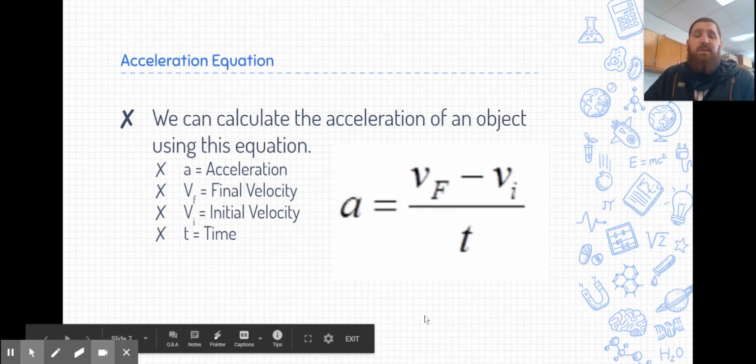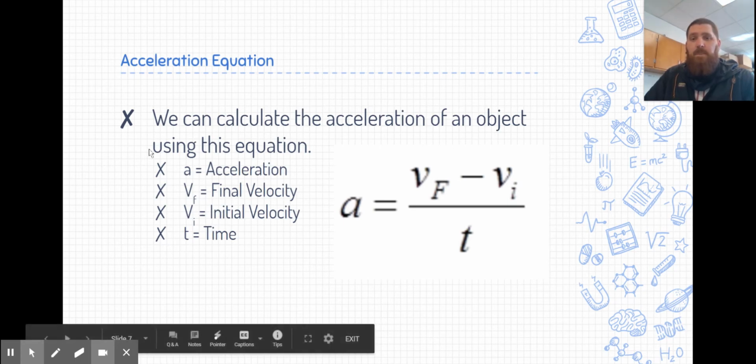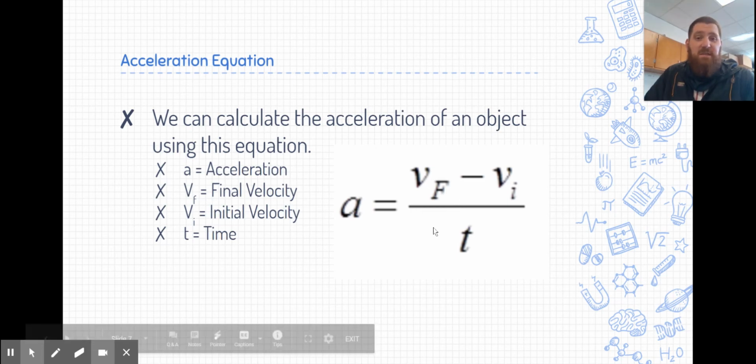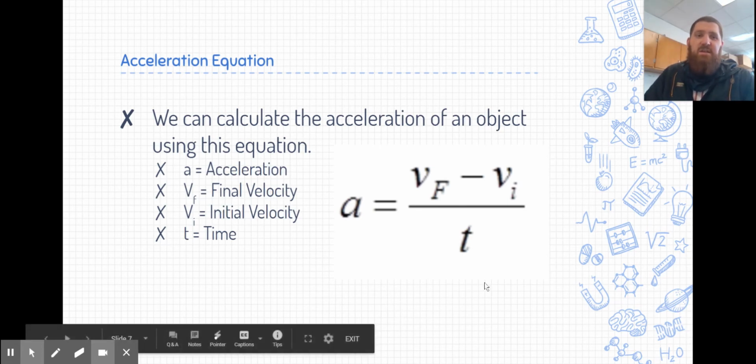Now, the equation we're going to use to calculate acceleration is this right here. Acceleration is equal to our final velocity minus our initial velocity over time. All right. What this does is it takes our change in velocity and divides that by how long it took us to change our velocity. So this looks at the rate at which we're changing our velocity, just like the definition said. Now we're going to go through a couple examples for this.